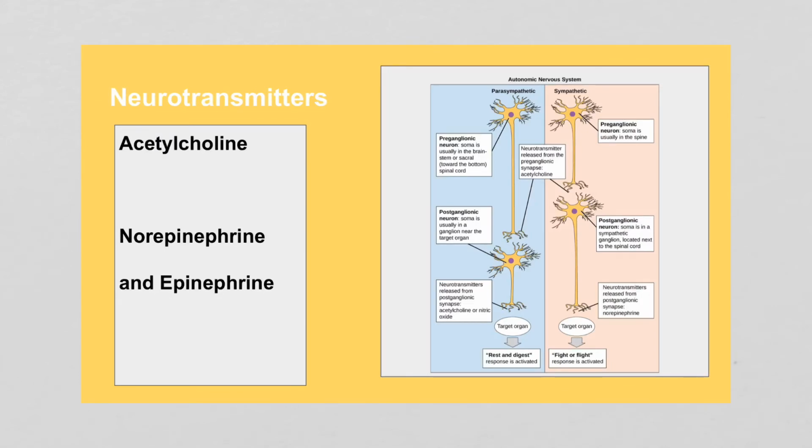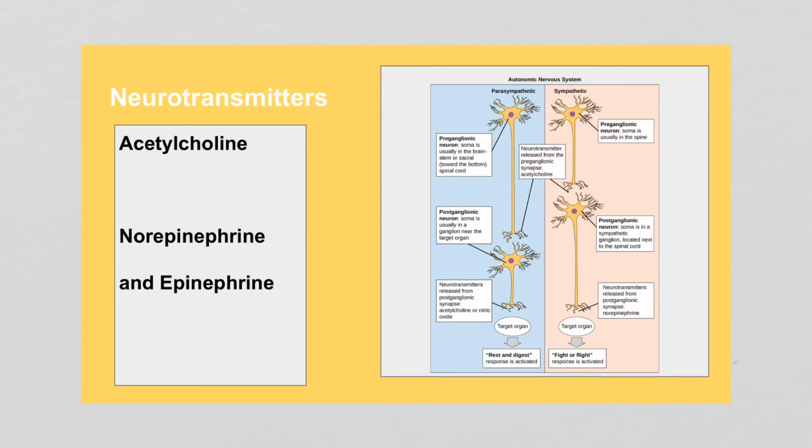The autonomic nervous system uses the neurotransmitters acetylcholine and norepinephrine. Acetylcholine is released by all preganglionic neurons and by the postganglionic fibers of the parasympathetic division. In addition, acetylcholine is released by the postganglionic fibers of the sympathetic division that activate sweat glands. All other postganglionic fibers in the sympathetic division are going to release norepinephrine and its close relative epinephrine.